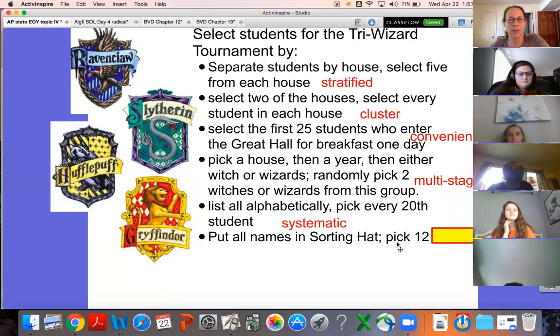And then what if you put all the names in the sorting hat and you just pick 12 of them? Let me do either Brandy or Reed. You're going to have to type it in the chat room. Let's see who's first. Yes, Brandy. Excellent. SRS, simple random sample. Well done, you.